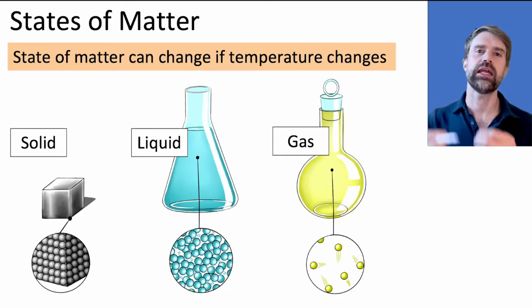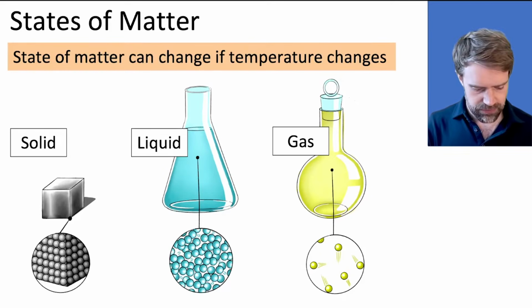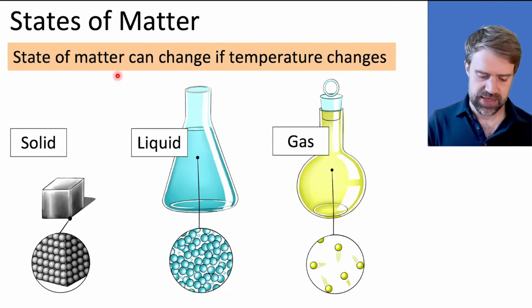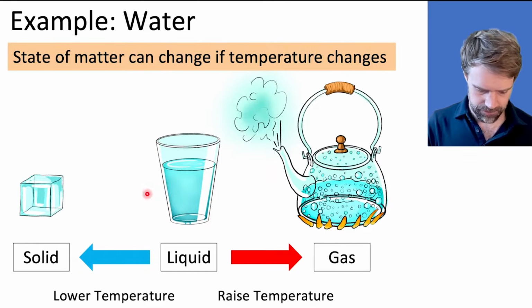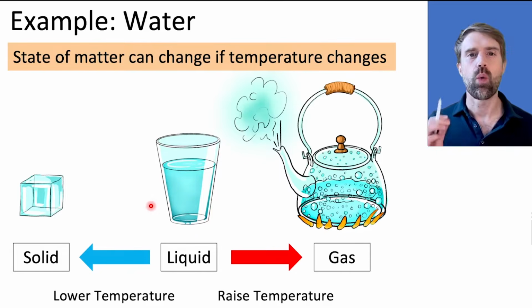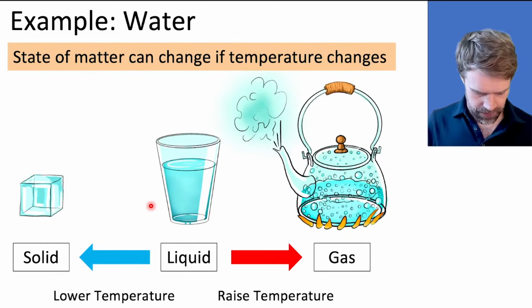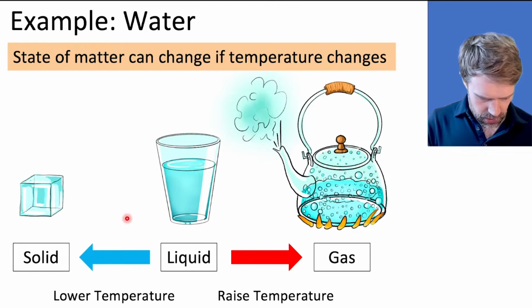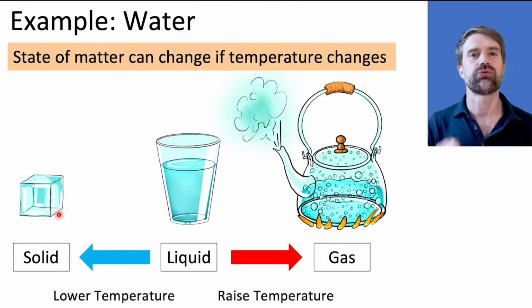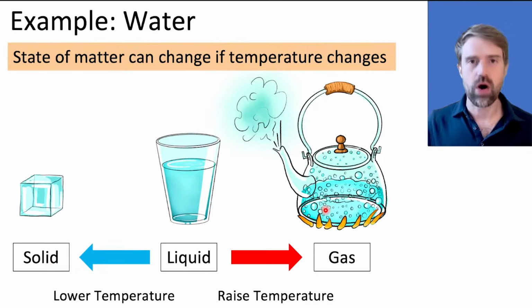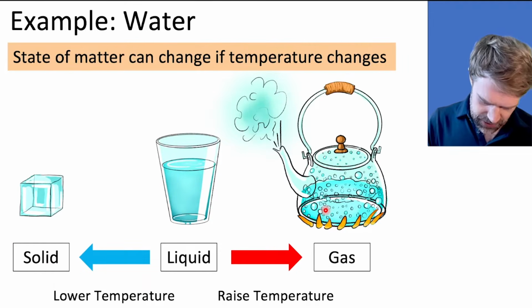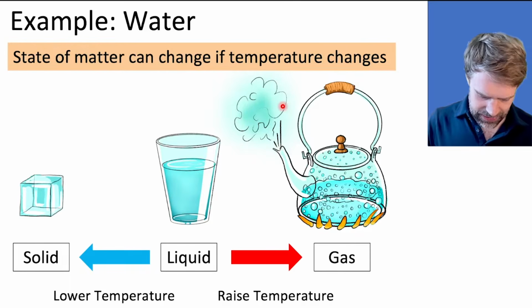Here's what we're going to talk about in this lesson. The state of matter for a particular substance can change if the temperature changes. For example, here is some water. At room temperature, water is a liquid. But if we lower the temperature, when the water gets cold enough, it freezes to form solid ice. And if we have liquid water and we raise the temperature, water becomes hot enough to boil. It becomes steam, which is a gas.